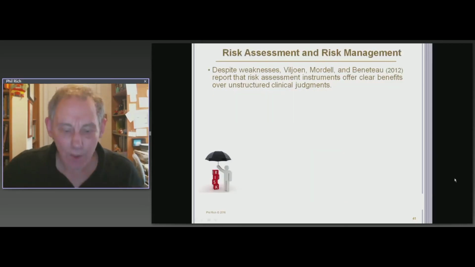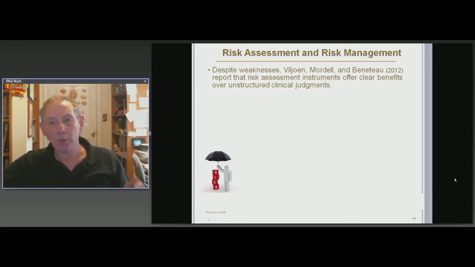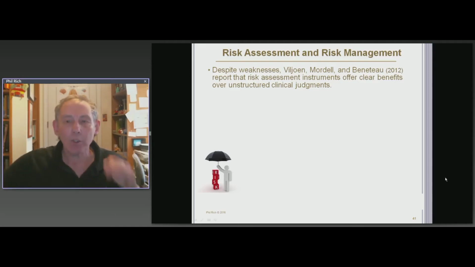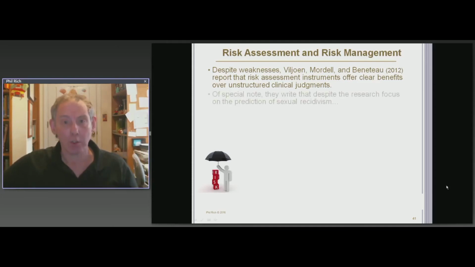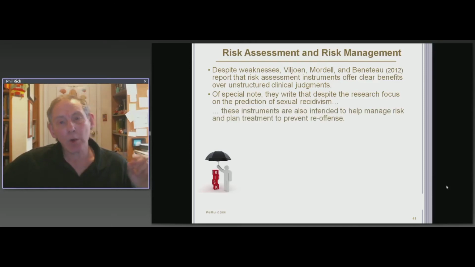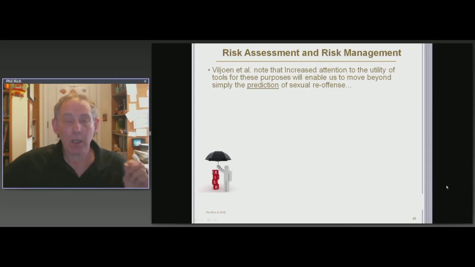We start to shift here from risk prediction, if you will, to risk management. So here's Jodi Viljoen and her colleagues, who have been part of a lot of that research, who say that, look, despite some of the difficulties in terms of predictive validity, risk assessment instruments nevertheless really offer us clear benefits over unstructured assessments where we don't use any instrument. And they point out that even though the research has been on prediction, the instruments are also intended to help manage risk and to prevent reoffense.